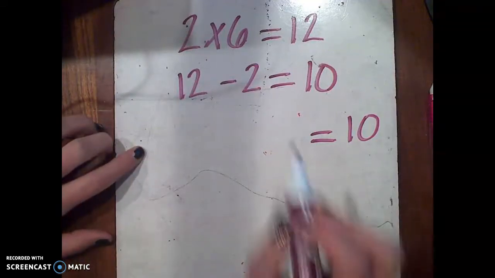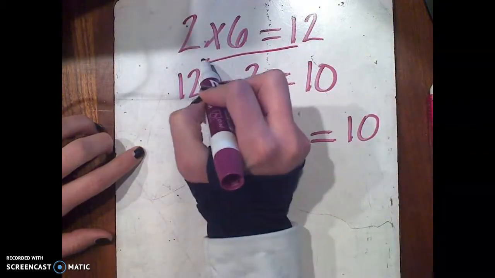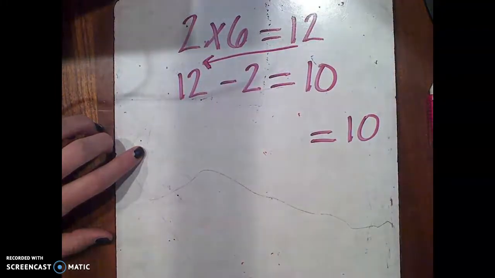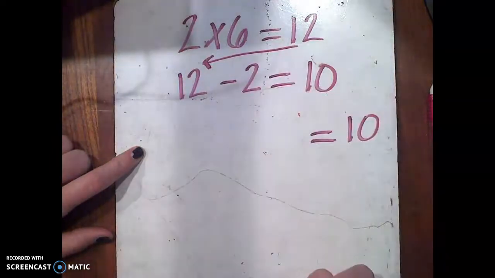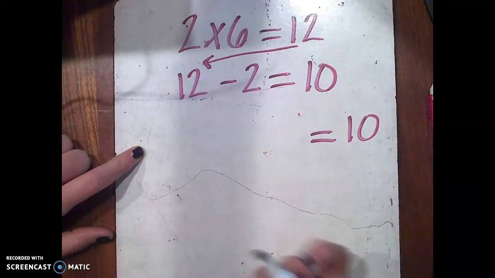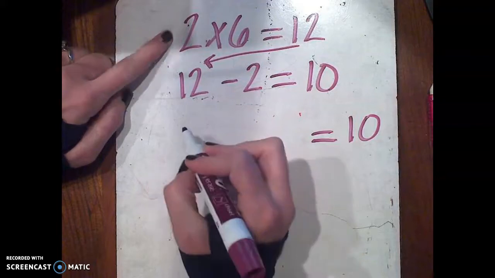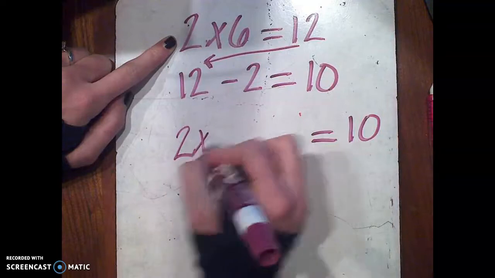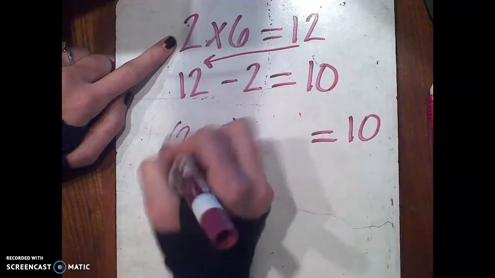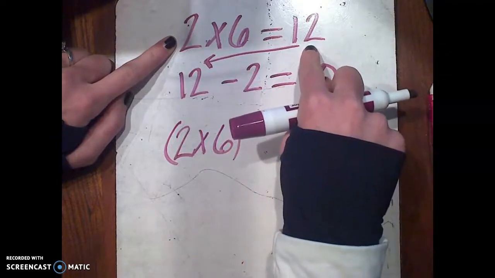Okay, the first thing I notice is that my answer is the same as the first part of my subtraction problem. So I notice that that is a common number in my two equations. So what I'm going to do is take my 2 times 6, because I already know that that equals 12. I'm going to put my parentheses around it, because remember, we know that that equals 12. It's right there. We already have it.